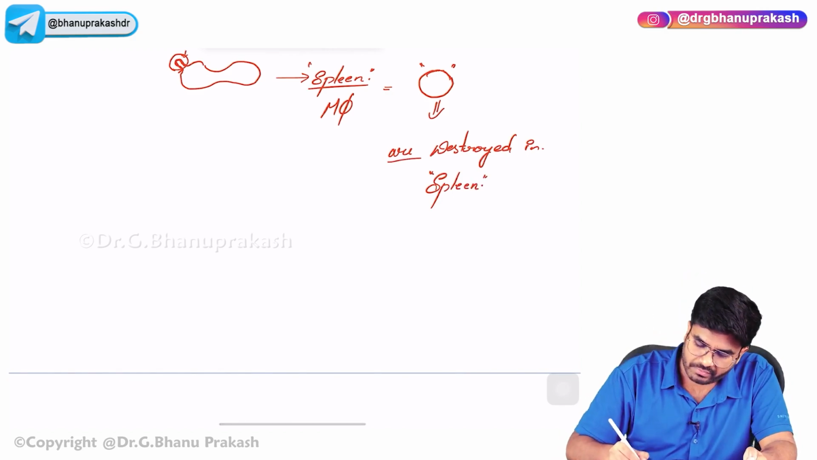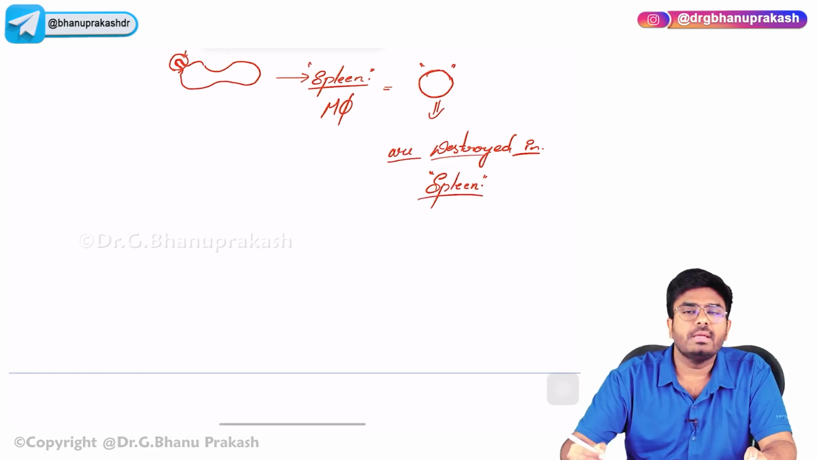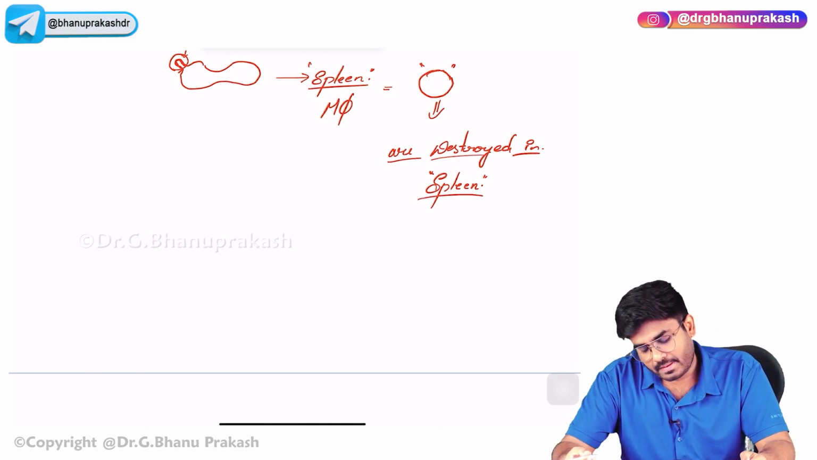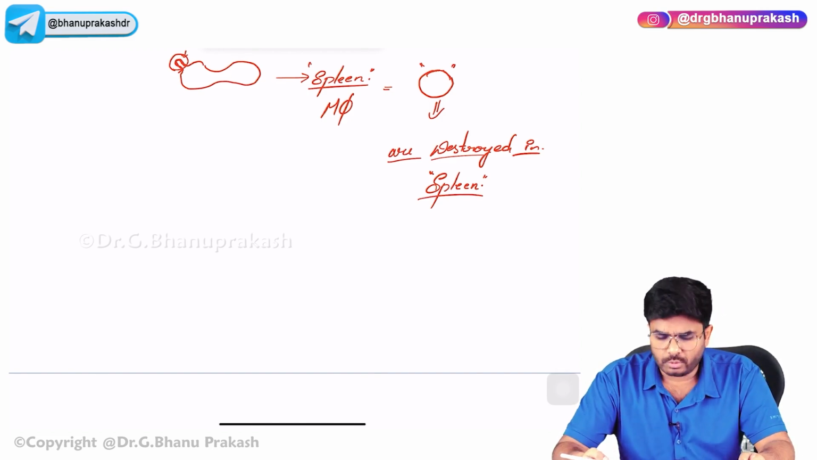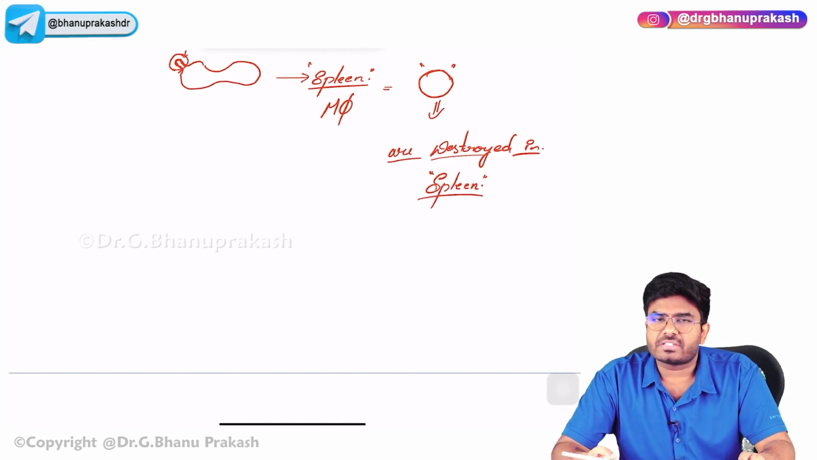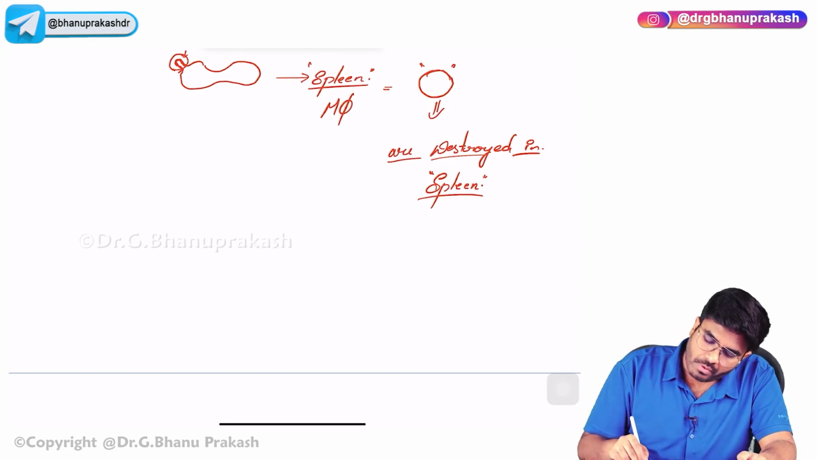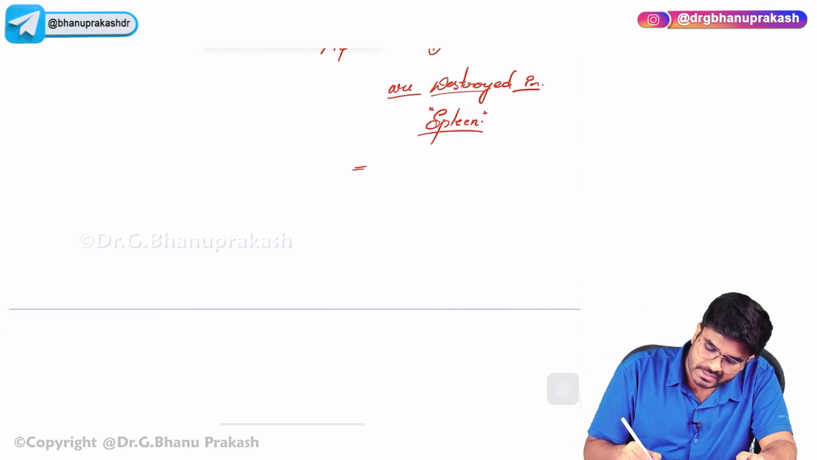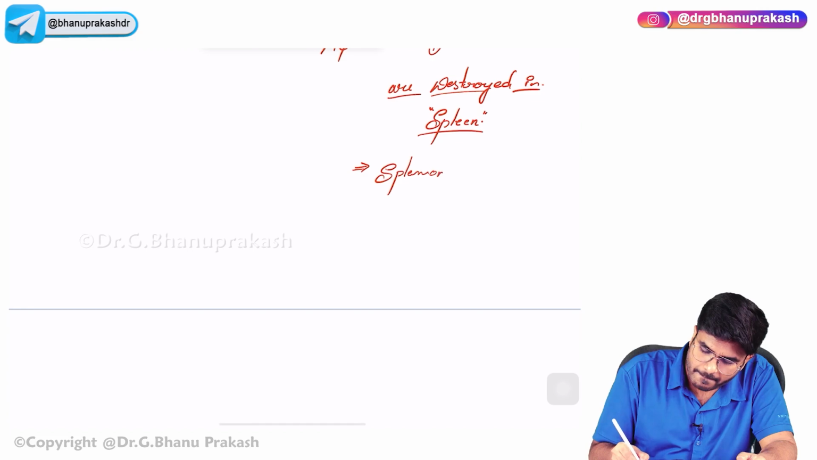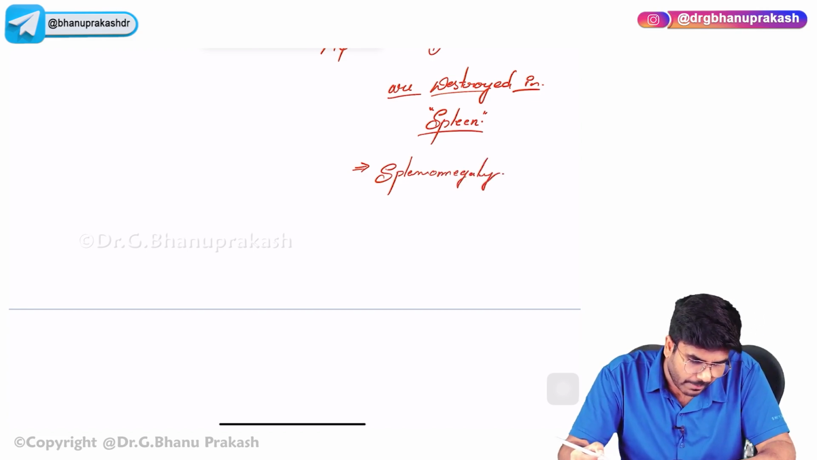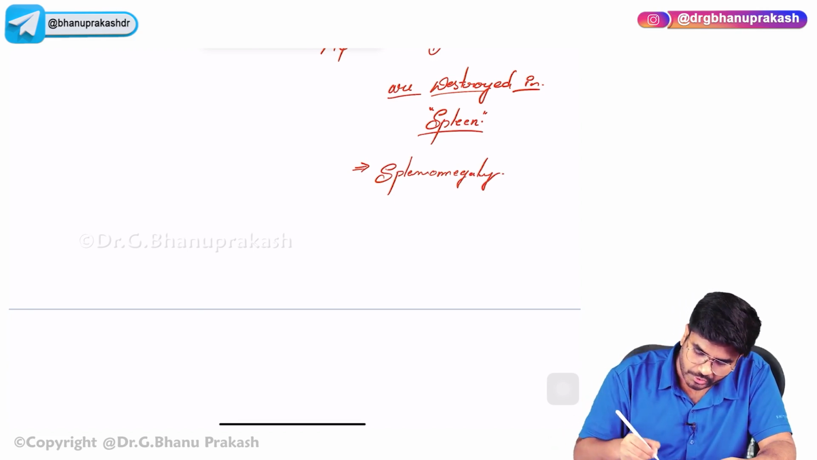This is the point which I want you to know. This is the extravascular hemolysis. As the RBCs are getting destroyed in the spleen, more and more RBCs are getting destroyed in the spleen, which is extravascular hemolysis. So what happened to the spleen size? The spleen size is going to greatly increase. So these patients are going to have splenomegaly. This is the one thing which I want you to know.